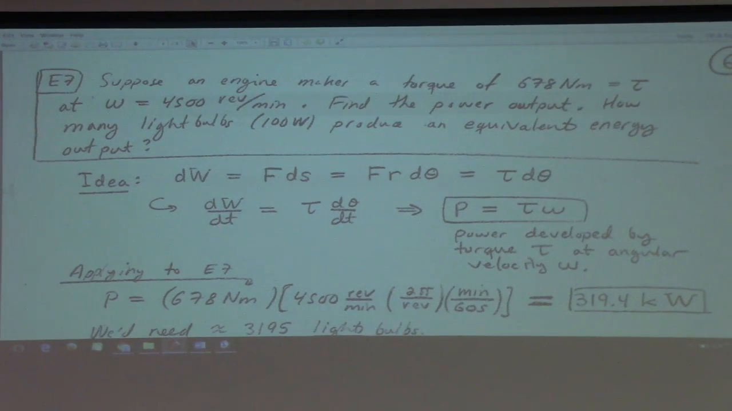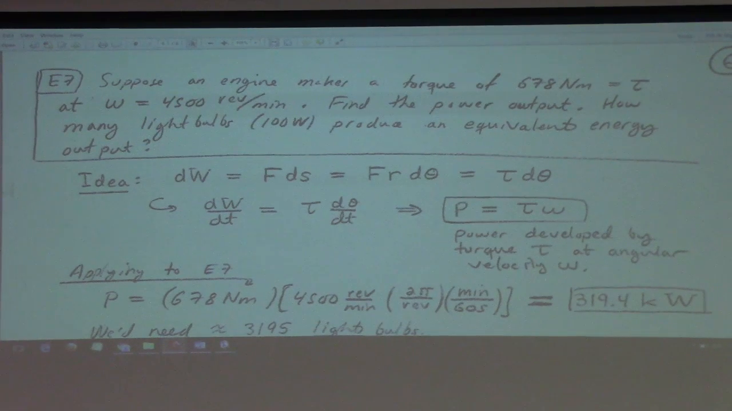Anyway, dW is F ds. A little bit of work done is the force over the displacement, right? This is also true along an arc. So if you rewrite that as d theta, you've got dW is the force times radius times d theta, which would be the torque times d theta. You divide this by dt, you get dW/dt equals tau d theta/dt. In other words, the power developed by work along a circular motion is the torque times the angular frequency. So long story short, if you're given the torque and the angular frequency, you multiply them. It gives you the power.